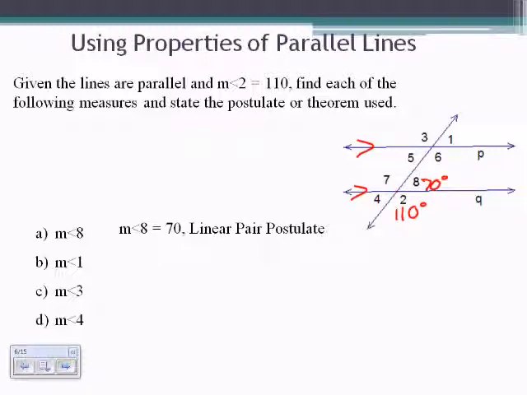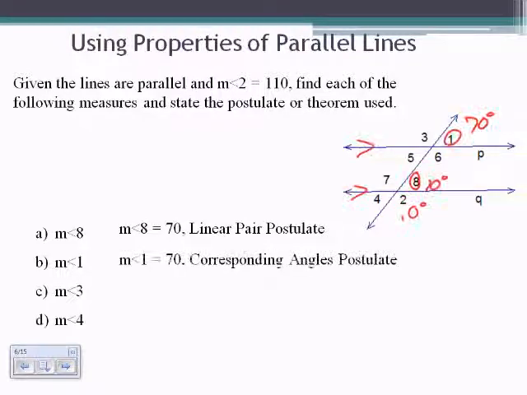Taking a look at the measure of angle 1 then. I know that we have the measure of angle 1 and the measure of angle 8 in the same spot. So if 8 was 70 degrees, then we know that 1 has to be 70 degrees. And the reason, 8 and 1 are in corresponding spots, therefore, by the corresponding angle postulate, the measure of angle 1 has to equal 70 degrees.